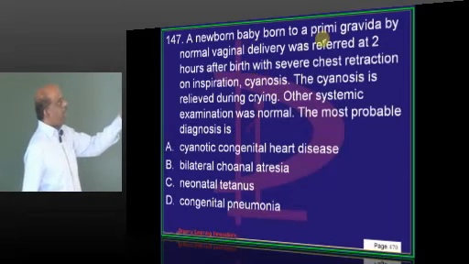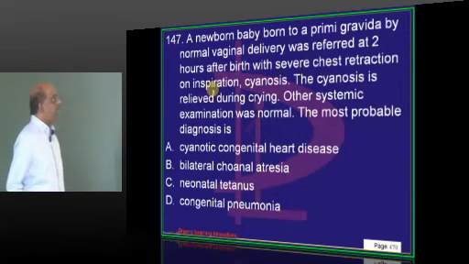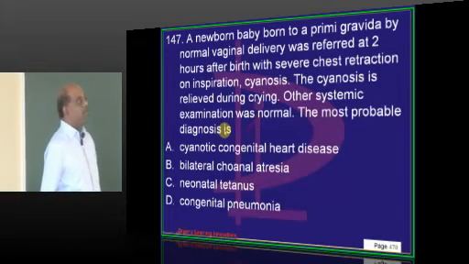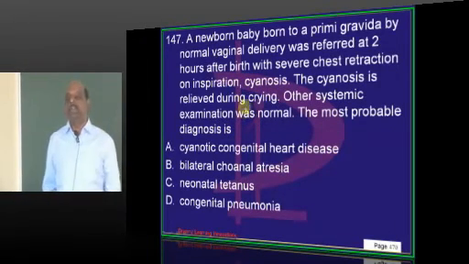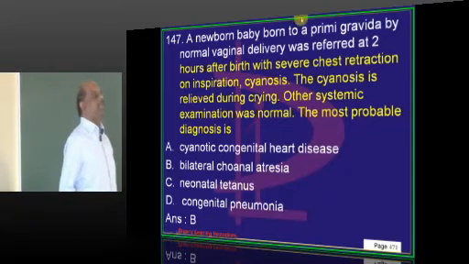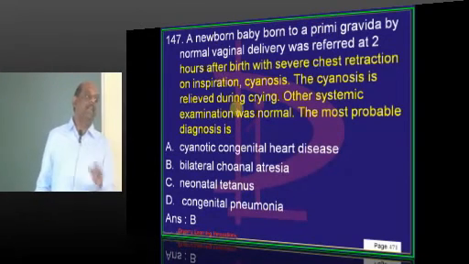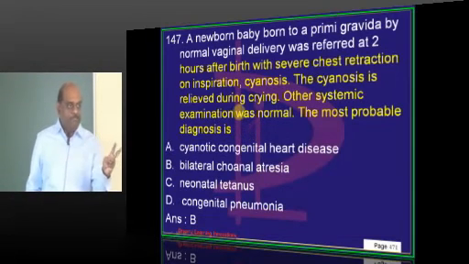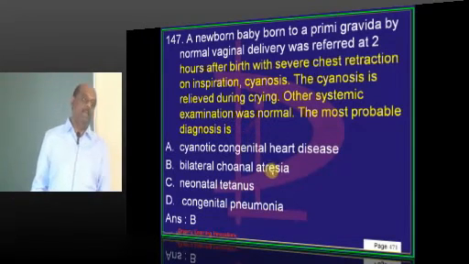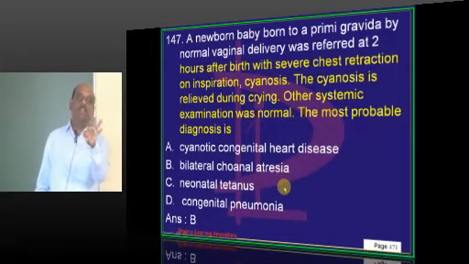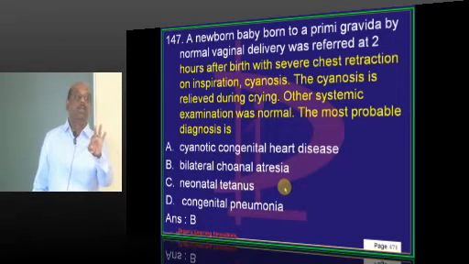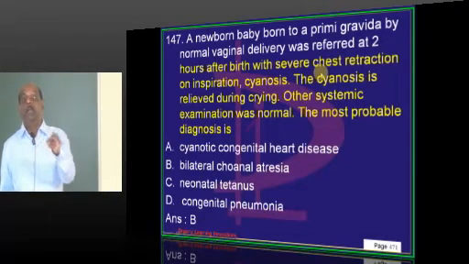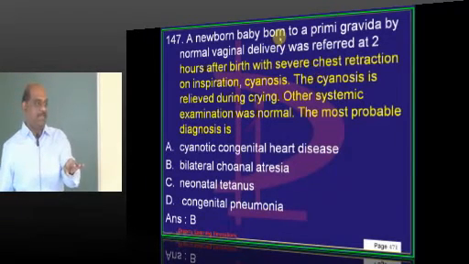A newborn baby, normal vaginal delivery, at 2 hours has severe chest retraction on inspiration and cyanosis, which is relieved during crying, a very important clue. That makes it favorably a bilateral choanal atresia. Transient tachypnea of newborn, meconium and hyaline membrane disease, based on the history. Caesarean section, which type of dyspnea? Caesarean section, TTN, transient tachypnea of newborn. Preterm baby, hyaline membrane disease.